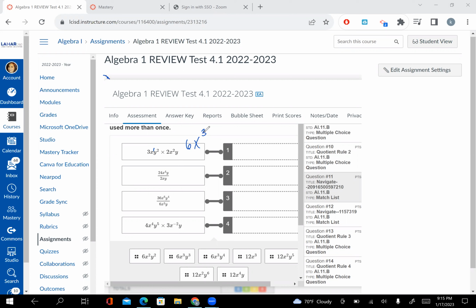And then we'll do that with the y. So we have y to the power of 2 here and y to the power of 1 there. So y to the power of 3. So we have x to the power of 3 and y to the power of 3.